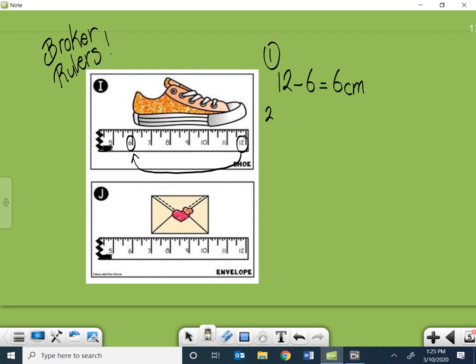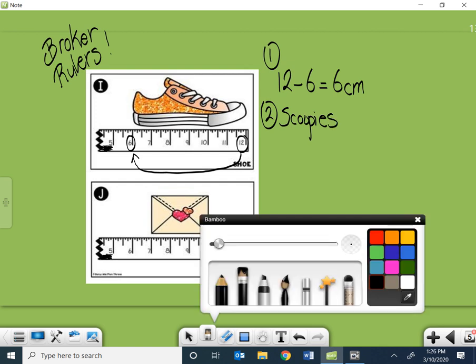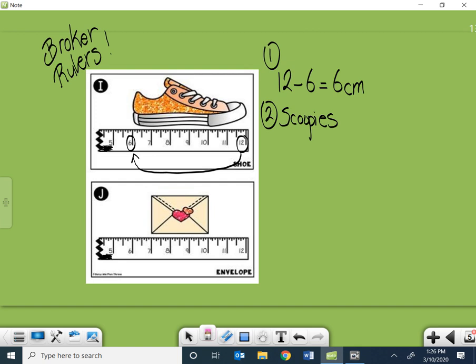Okay? Or the second way you can do it, and I'll just write Scoopies. You can count Scoopies, right? I've started, and I'll do this in a different color so it stands out. I've started at 6, so I'm just going to draw Scoopies. I've got 1 centimeter, 2 centimeter, 3 centimeter, 4 centimeter, 5 centimeter, 6 centimeters. And it's also 6 centimeters. In case these 2 answers are ever not the same, you know something went wrong. This is a good way to check.